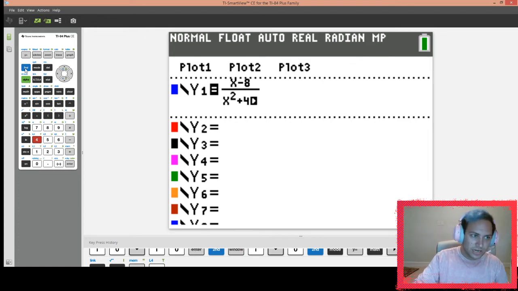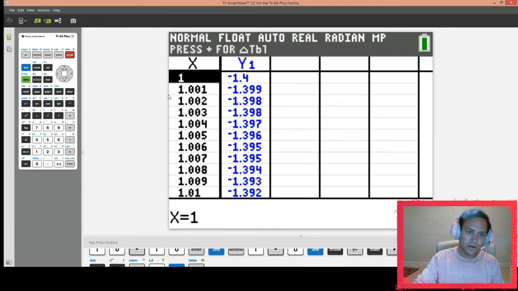Well, the first thing I want to look at is a table. And the problem is if I jump into a table right now, it starts here at 1. Oh, my settings didn't quite change the way I needed them. But normally I'd have 1, 2, 3, 4 here. I don't want that, though.